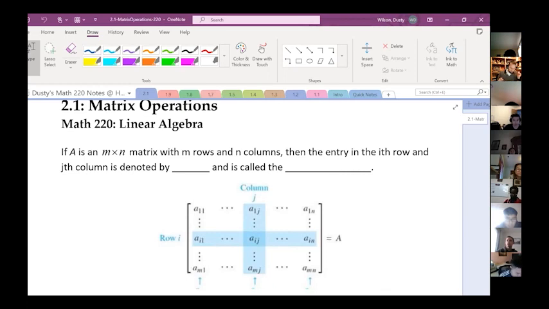So if A is an m by n matrix with m rows and n columns, then the entry in the ith row and jth column is denoted by aij. So row first, then column. And it's called the ijth entry.